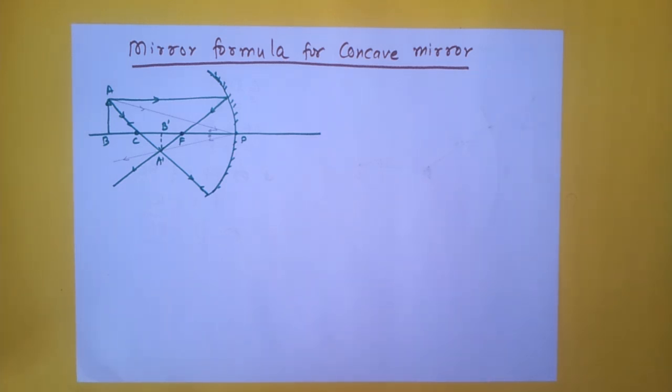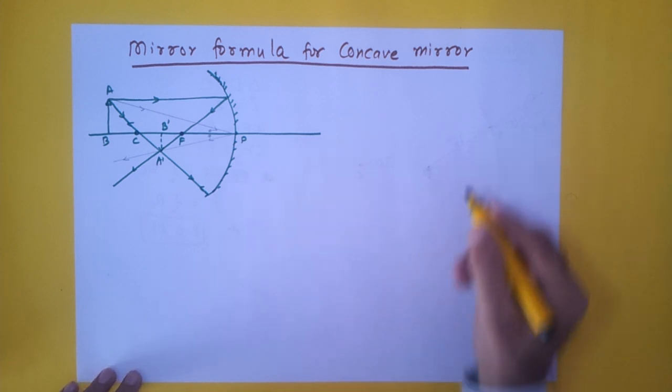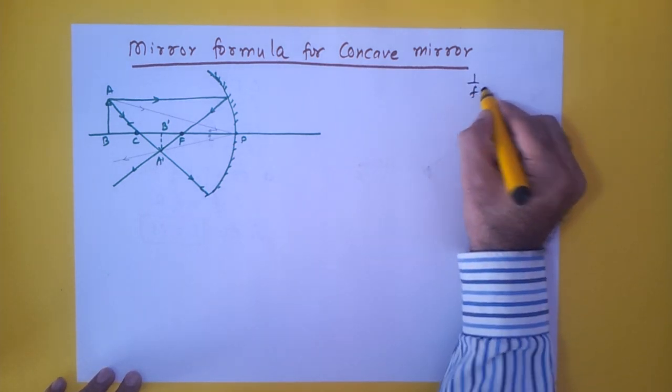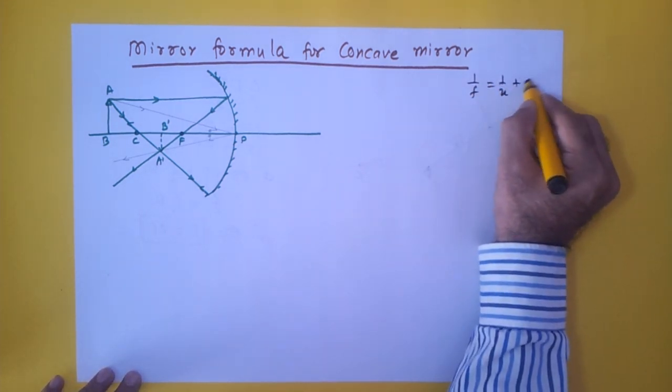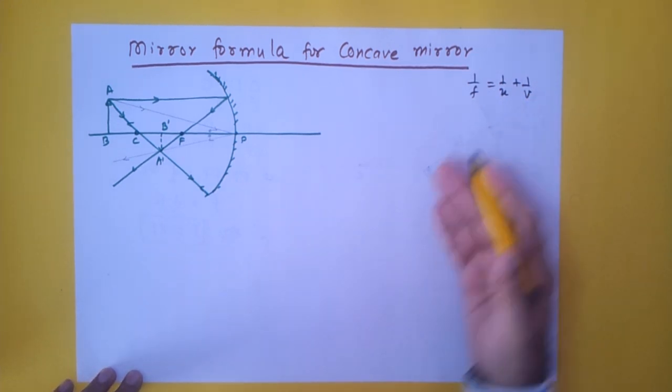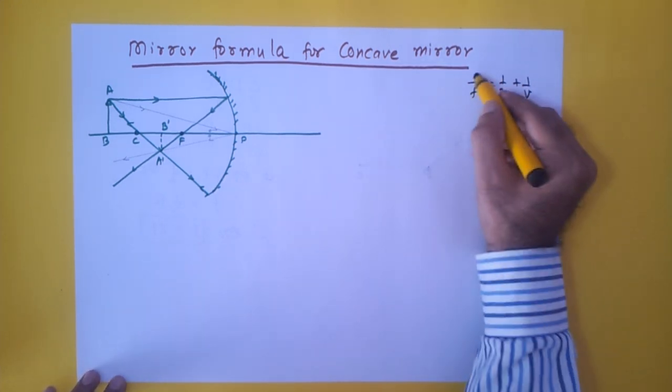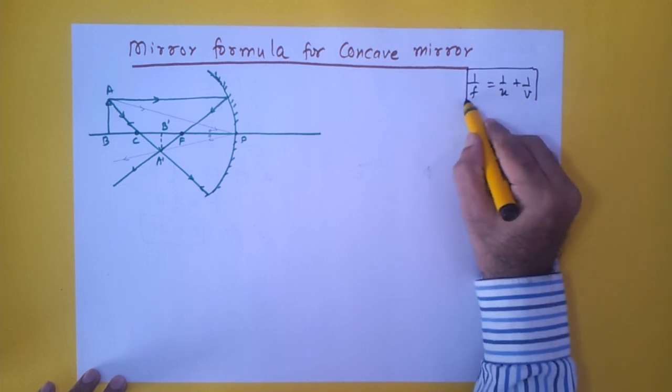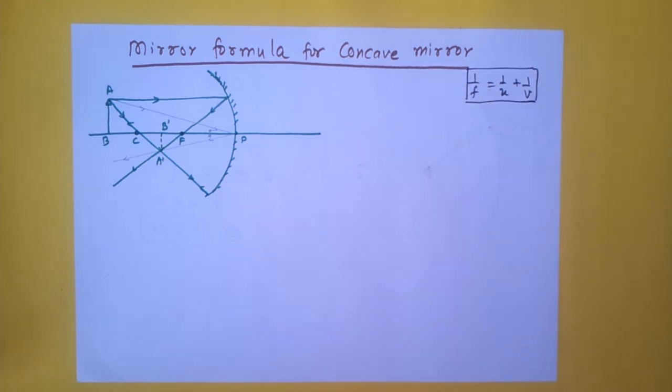One of the most famous or well-known formulas for concave mirrors, which is 1 upon f is equal to 1 upon u plus 1 upon v. In the course of the video, I'll explain to you what is u and what is v, but this is one of the most well-known formulas which is used for spherical mirrors.